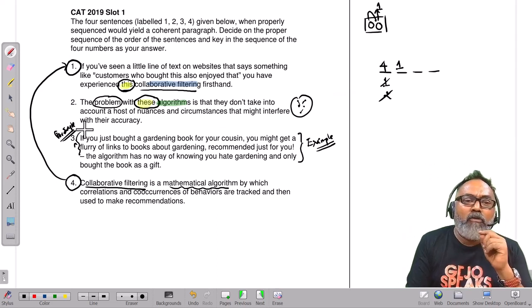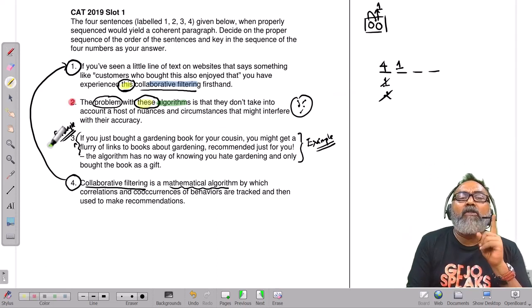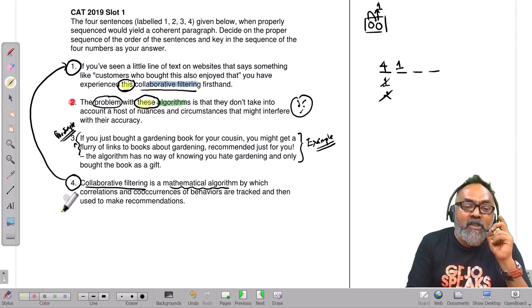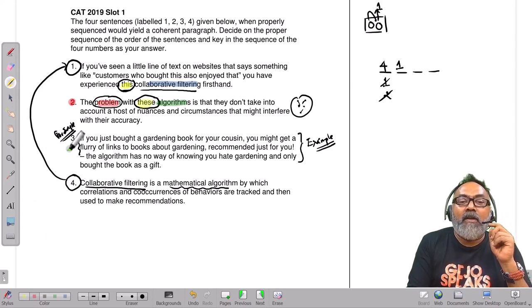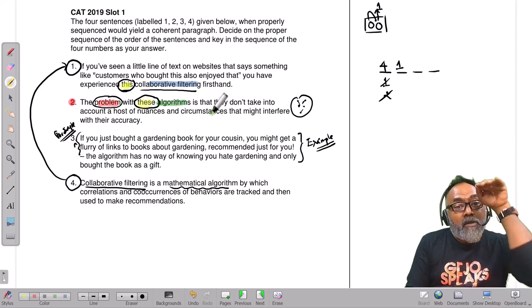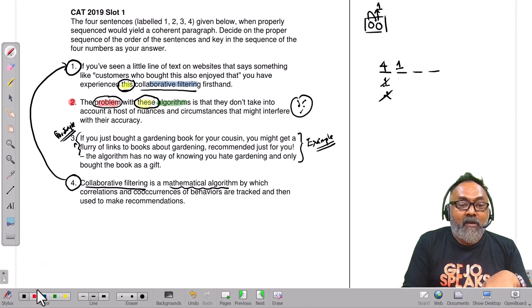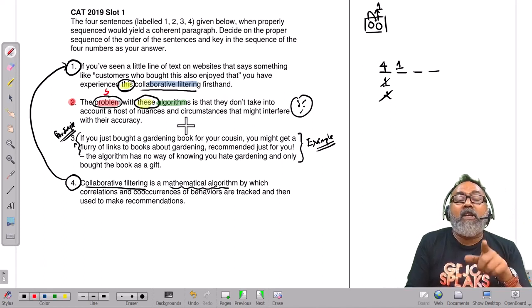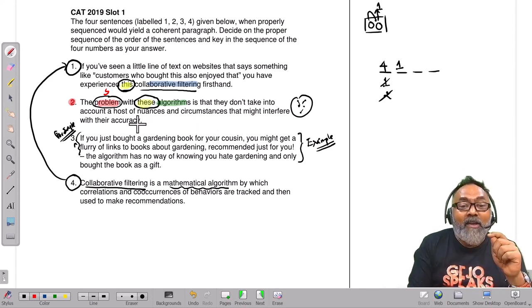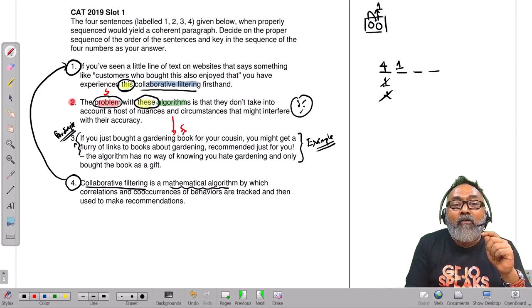But what you need to do is, okay, so now what is the purpose of sentence number 2? Ask yourself. The purpose of sentence number 2 is to state that there is a problem. The subject is the problem. Right? The problem with these algorithms is that they don't take into account a host of nuanced circumstances that might interfere with their accuracy. And you have given an example of this particular problem. Right? This is 4 1 2 3.